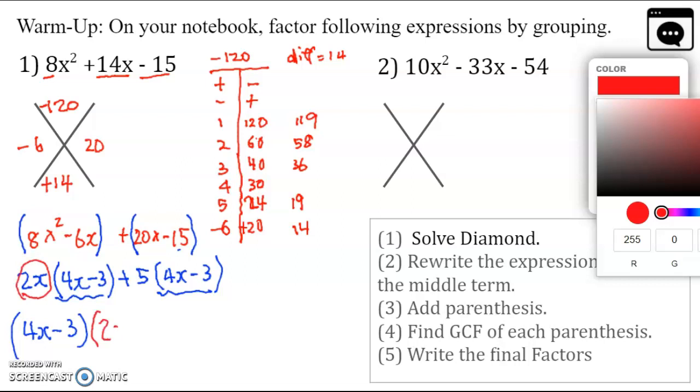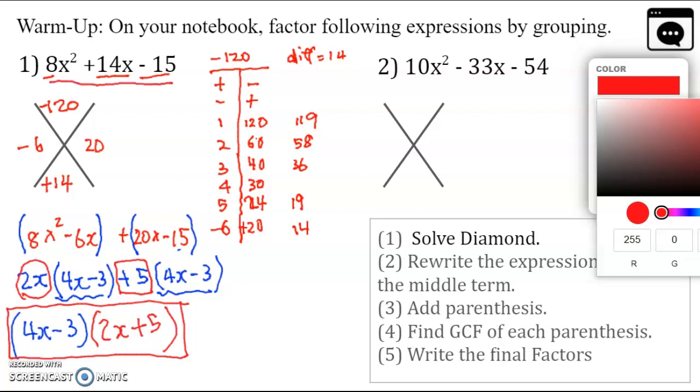So that's my second expression, and plus 5 here, plus 5. And this is my final answer. And of course, you should multiply this back out using FOIL to make sure that you end up with the original 8x squared plus 14x minus 15. Okay, so that's the first problem.